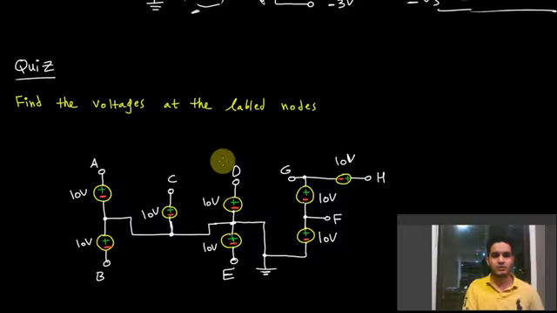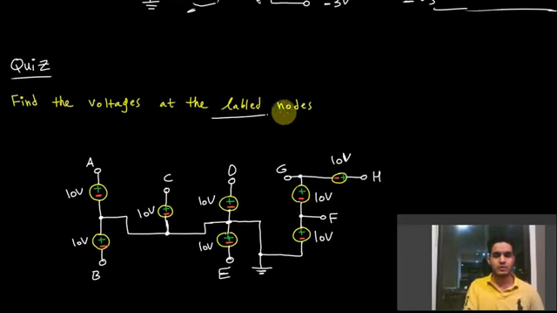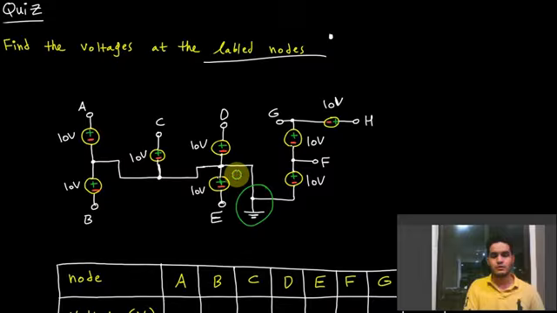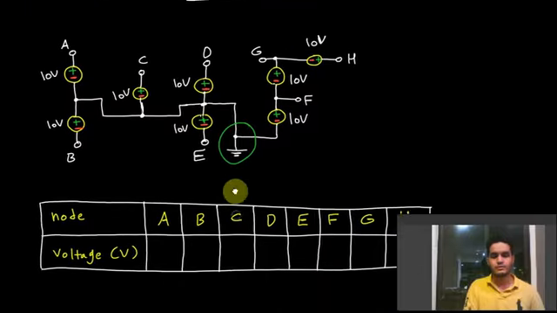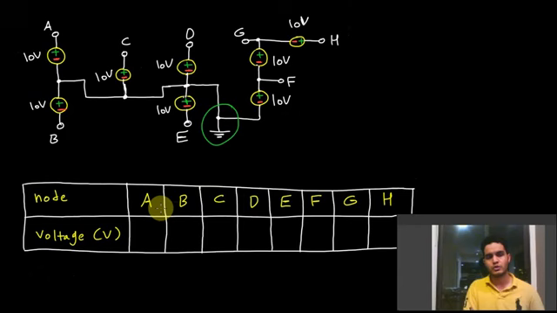Given that, now we should be ready to move on to the quiz. What I'd like you to do is find the voltages at the labeled nodes. Note that I've said labeled nodes, and these are particular points, so that's a hint for you. Another hint is that I have a ground terminal here. Given that, I'd like you to go ahead and fill out this table, showing the voltages at these various nodes. So I'd like you to stop the video and give it a try.